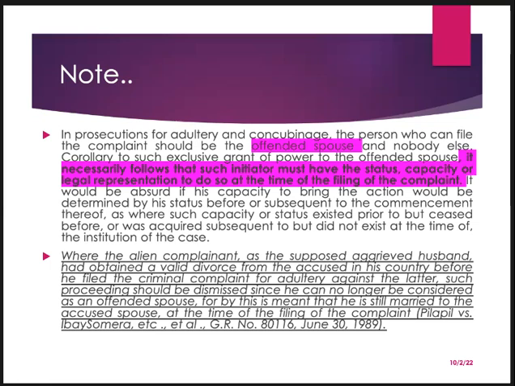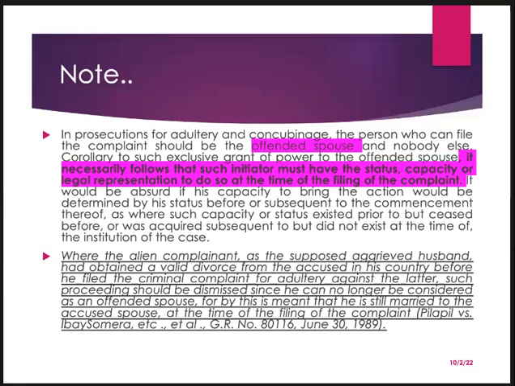Unya, nakakita man siya nga ning progress ang panginabuhi sa iyang ex-wife, ning kiha siya og kanini ang adultery against the ex-wife even after the divorce for allegedly daw ang iyang ex-wife na aday kabit. Okay? But the Supreme Court said in that case, where the alien complainant as a supposed aggrieved husband had obtained a valid divorce from the accused in his country before he filed a criminal complaint for adultery against the latter, such proceeding should be dismissed since he can no longer be considered as an offended spouse.